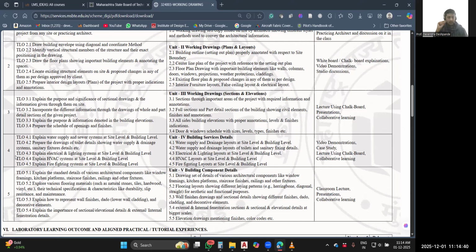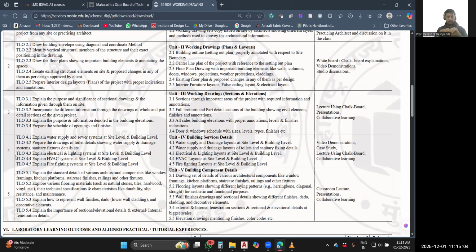The third TLO associated to this particular unit is to explain how to represent wall finishes, dado, that is the cladding onto walls, and decorative elements to enhance the textural part of the aesthetics or even the function.